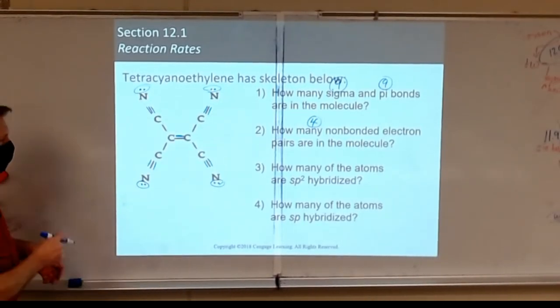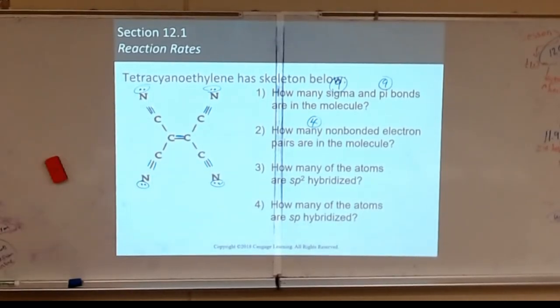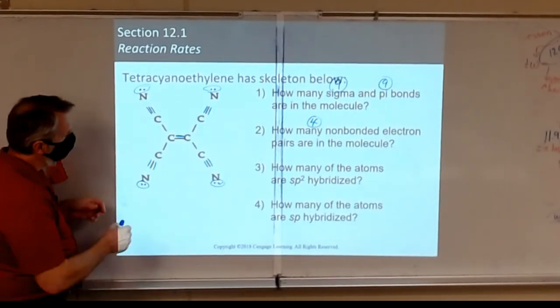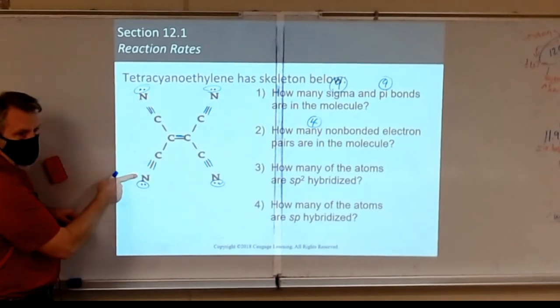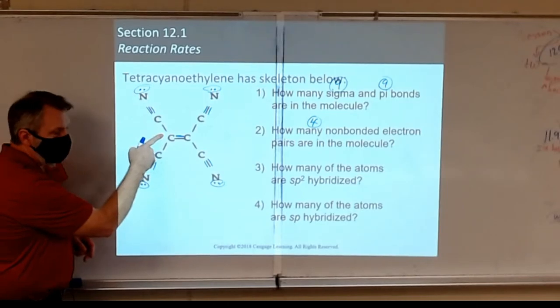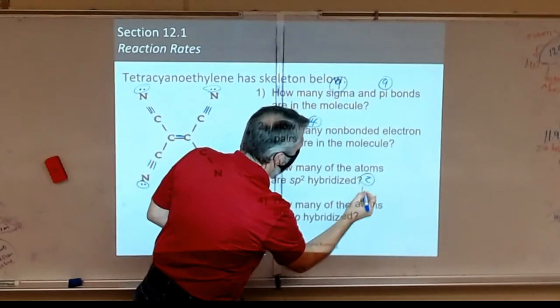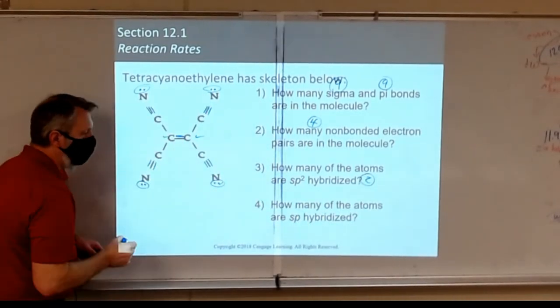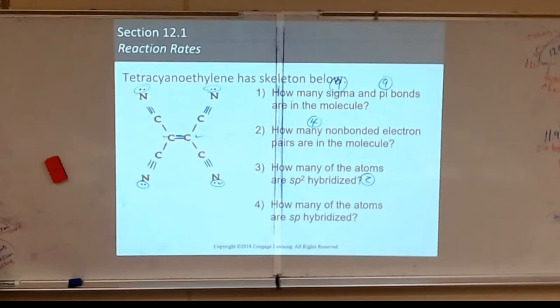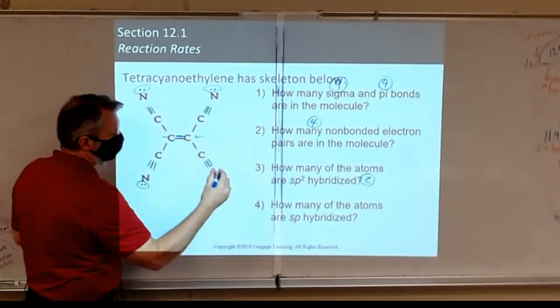How many of these are sp2 hybridized? So sp2 means I have how many regions of electron density? I have 3 regions of electron density. How many does this one have? 2, and this one has 2, and this one has 3. So how many do I have that have 3? Just these 2 guys, right? 2. This one and this one. How many of these are sp hybridized? 8, right? I've got 1, 2, 3, 4, 5, 6, 7, 8.